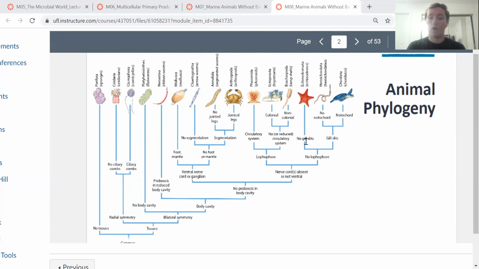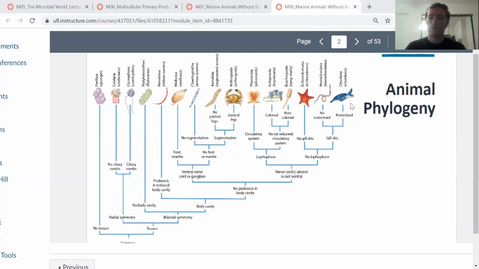When I go to the non-lophophorate worms, Echinodermata, the sea stars, sea urchins, stuff like that, they have no gill slits. They are the ones that have a water vascular system. The sea urchin has the Aristotle's lantern, which is its mouthpiece. So there's a lot of different things that go into the Echinodermata, and I think that's a phylum that you can spend a lot of time on.